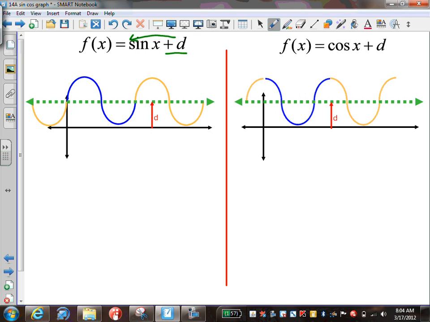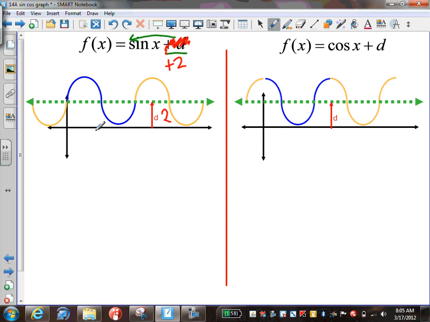Now think about it. If this value was not even here, and let's say I just crossed it out, you would have your basic sine of x curve. But when you add the d value, instead of the middle being at the x-axis, we basically shifted the whole curve up whatever d is. So if we do plus 2 at the end, that means we took the whole curve and shifted it vertically plus 2.